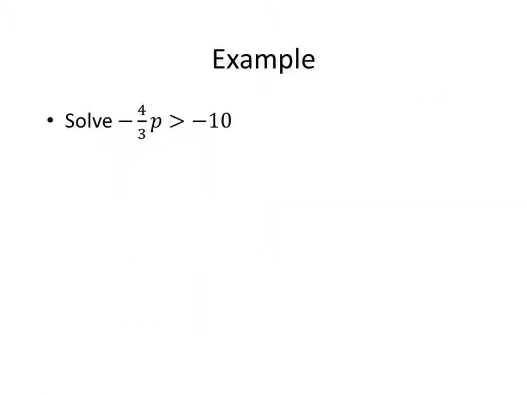Okay, so why don't you pause the video and see if you can work this one out on your own. Okay, I get P is less than 15 halves for an answer. You can change that to an improper or a mixed number if you want to, but you can definitely leave it as an improper fraction. And then if you want to practice checking it or graphing it, you're welcome to.